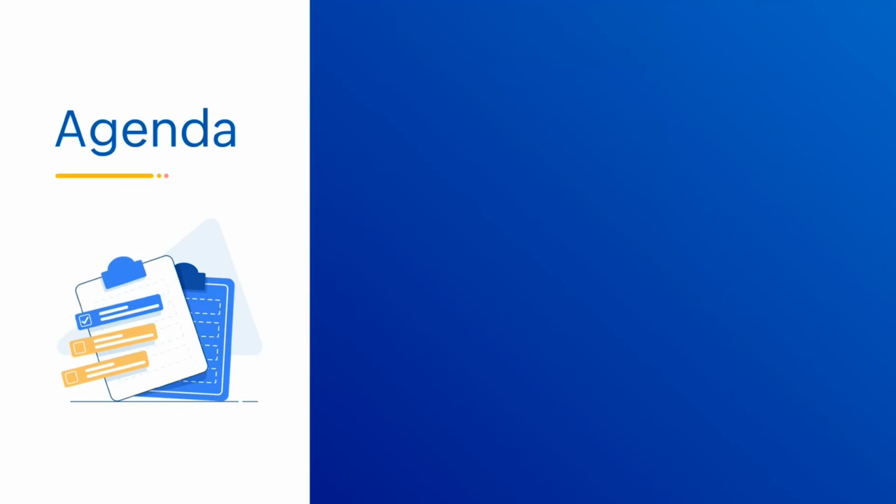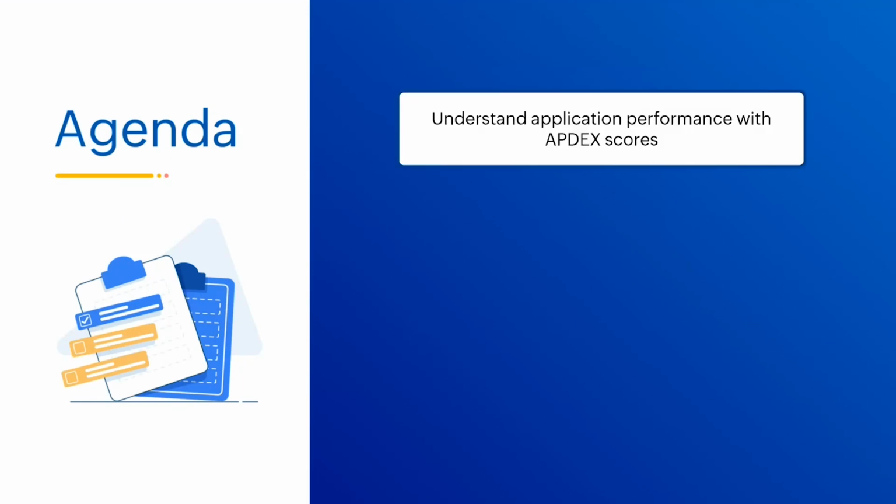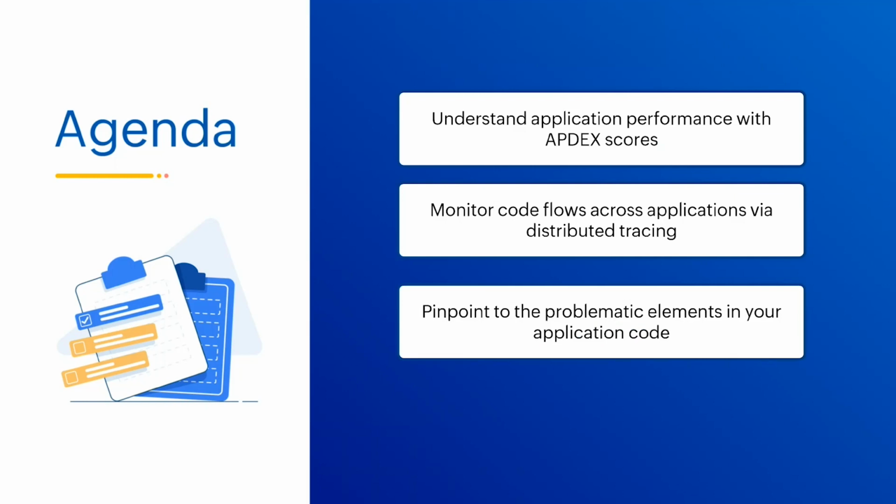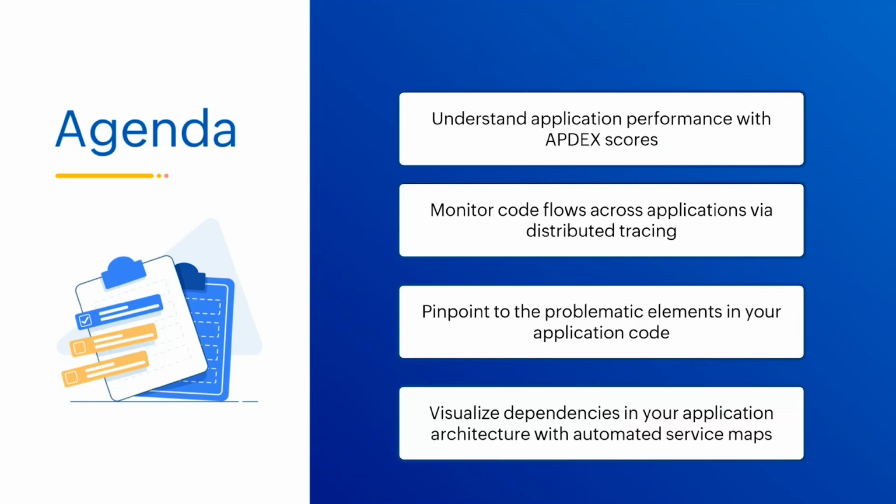The agenda for today's session is: understand application performance with the Apdex score, monitor code flow across applications via distributed tracing, pinpoint the problematic elements in your application code, and visualize dependencies in your application architecture with the automated service maps.